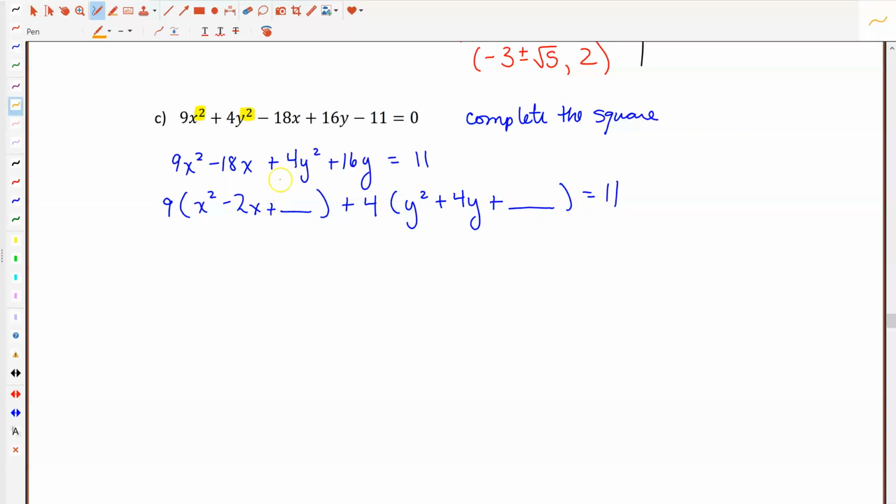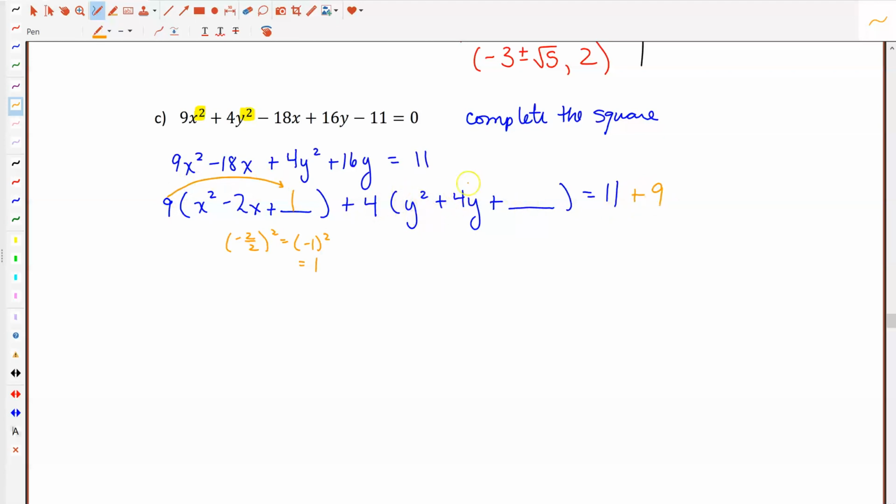So let's figure out what I've got to put in these spots. Over here it's going to be negative 2 divided by 2, squared: negative 1 squared, which is 1. Okay, so if I put that over here, I need to add that to the other side. Oh, and it's not going to be 1, right? It's going to be 9 times 1. So I've got to add 9 to the other side.